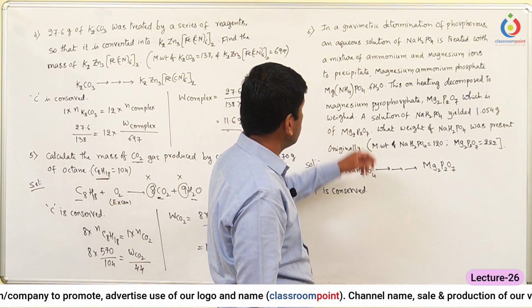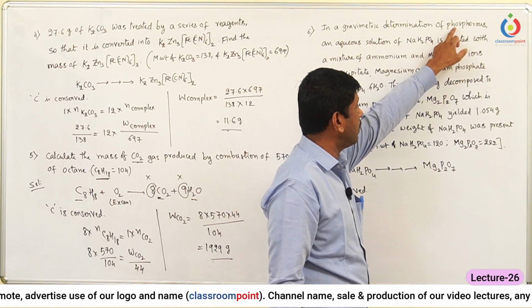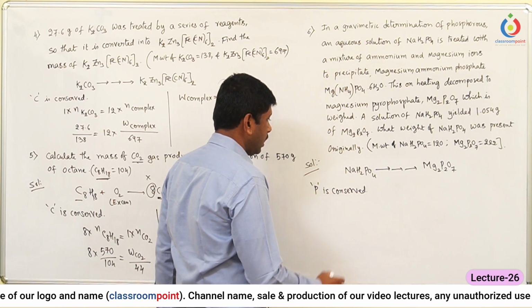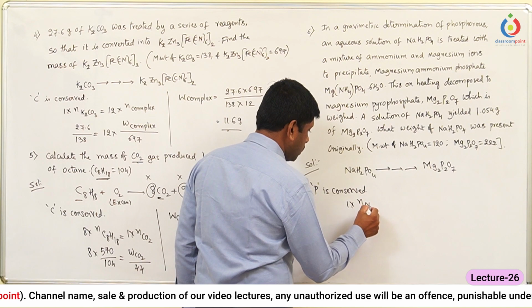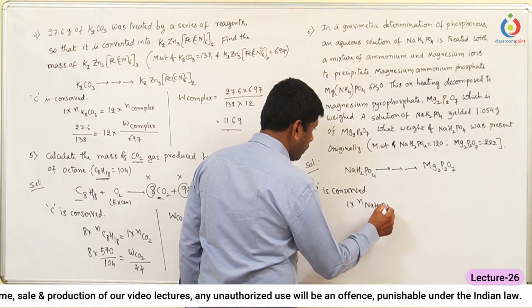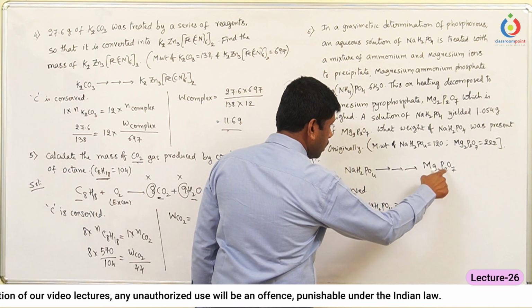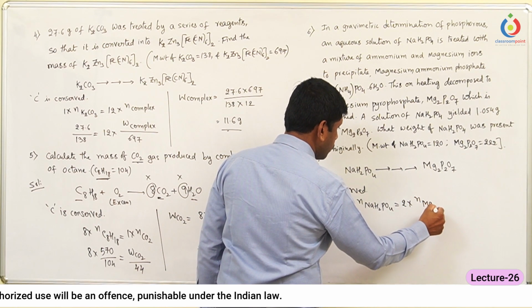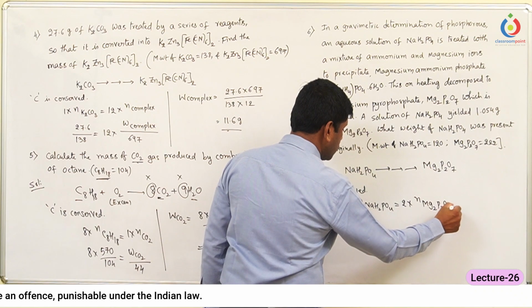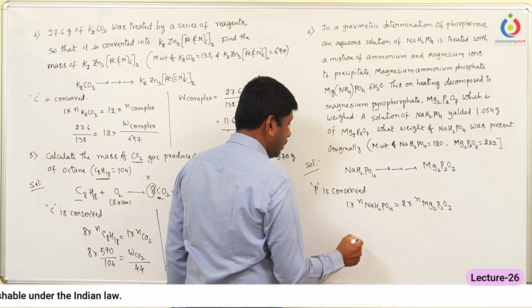Why is phosphorus conserved? In the gravimetric analysis, they are taking the phosphorus only here. So here, one phosphorus is present. So 1 into number of moles of NaH2PO4 is equal to, here 2 phosphorus are present, 2 into number of moles of Mg2P2O7. So let us take the weight by molecular weight.